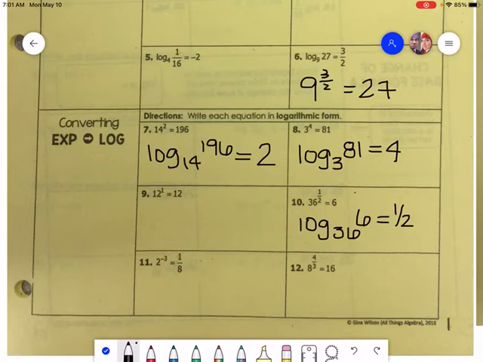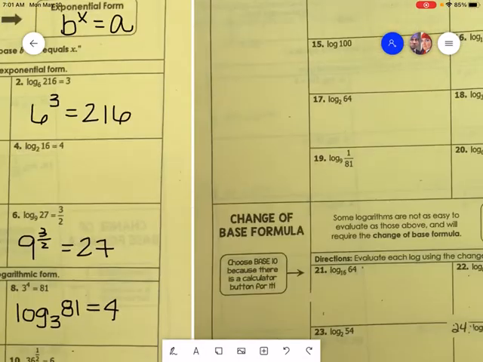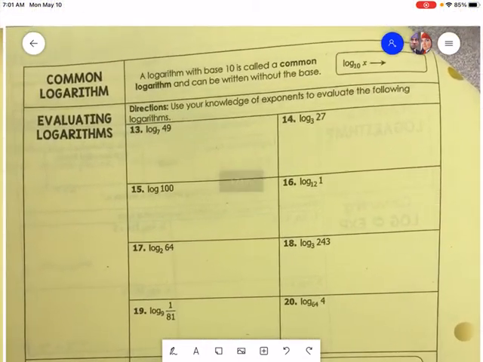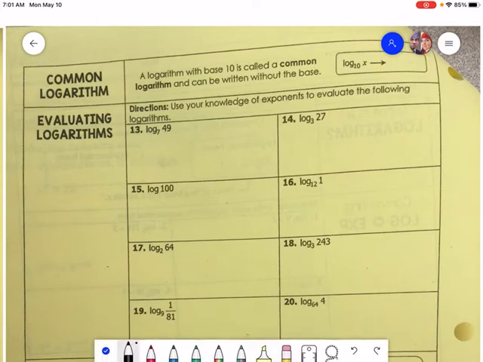Okay? All right, guys, go ahead and do 9, 11, and 12. Nice work, guys.